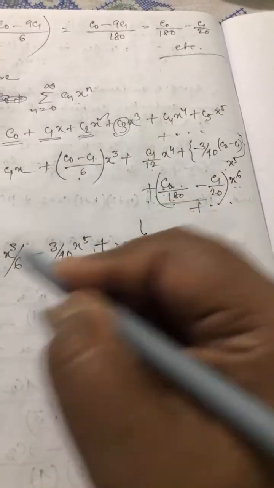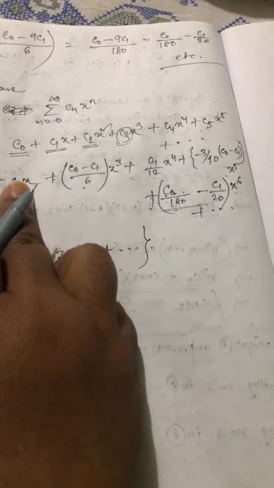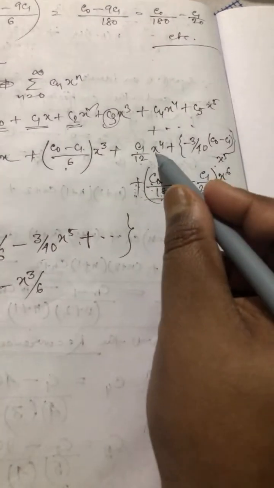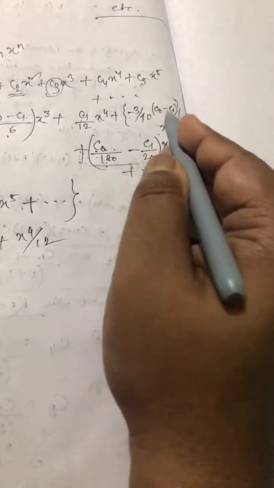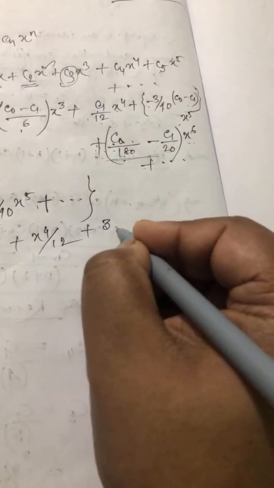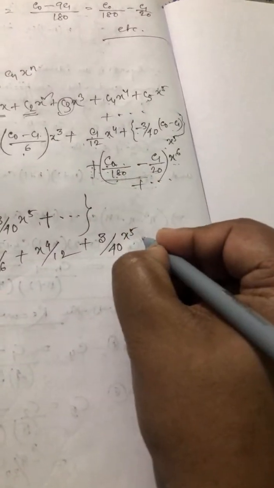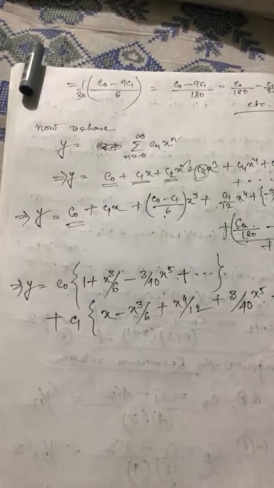So here it is plus in terms of C0. And then in terms of C1 it should be what? First is x. Second one is what? Minus x cubed by 6, as you can see. Then x to the power 4 by 12, and here minus minus plus 3 by 40 x to the power 5. And if you see C1 by 20 with a negative, so here you cannot write plus, so it should be minus dot dot dot. Okay, so unless you find this term, you will never be able to understand what is the actual symbol you should write here.